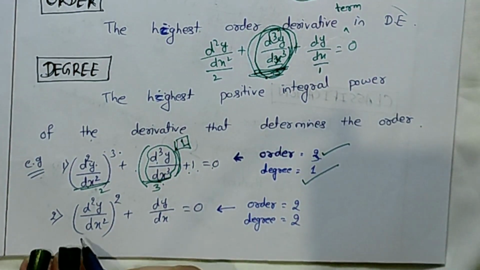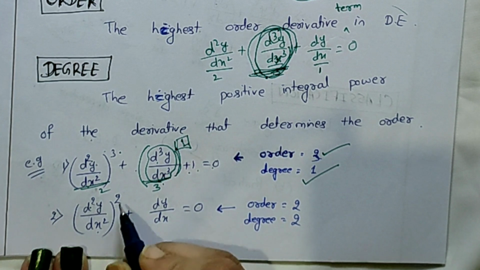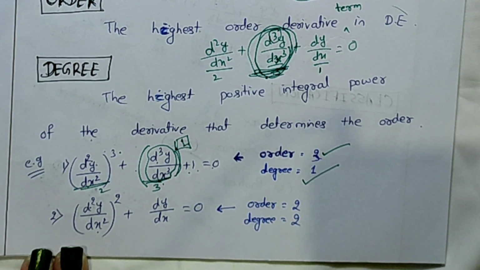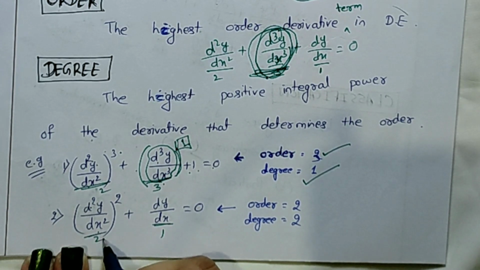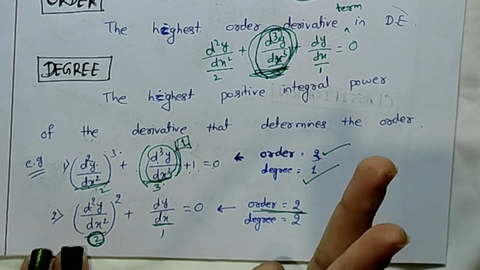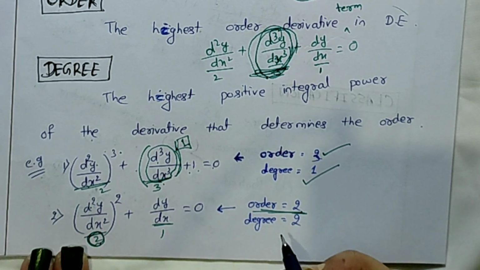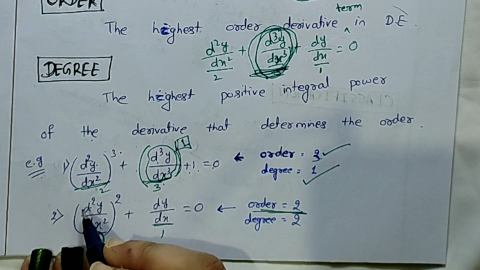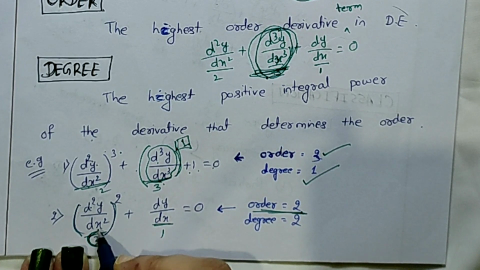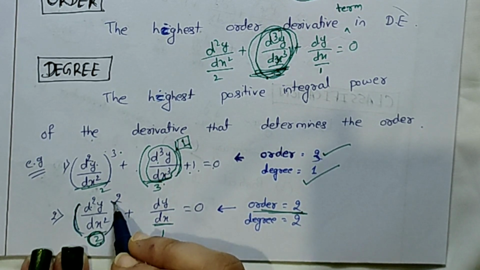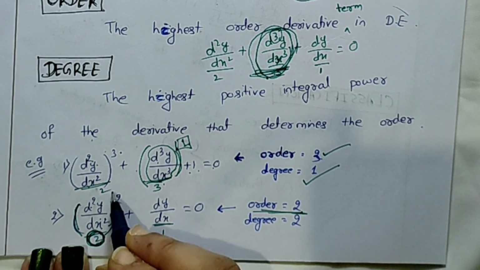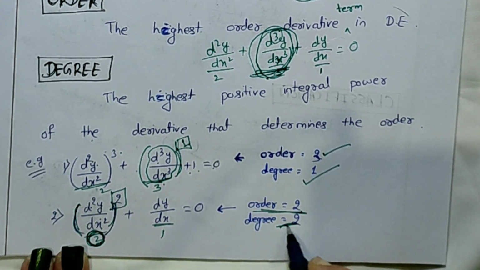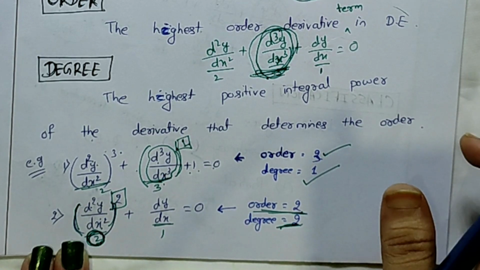Okay, d square y by dx square plus dy by dx is equal to 0. So this is order 1, this is order 2. So the highest order is 2, so the order of the differential equation is 2. Now come to degree. The highest power of the term which determines the order. This term determines the order. The power of this term is 2. So the degree of the differential equation is 2.